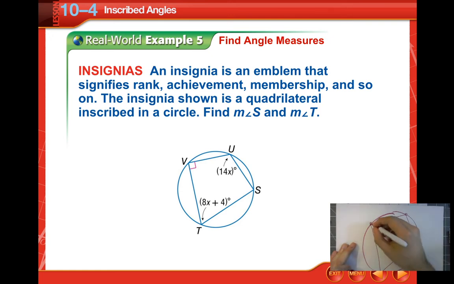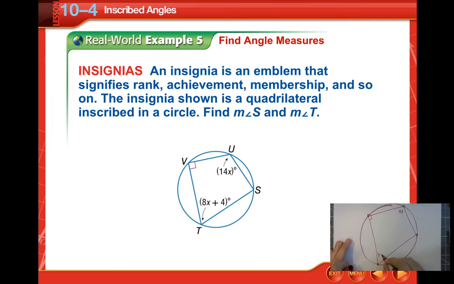Okay. We have a box over here. We have 14x here and 8x plus 4. What we're looking for are 2 things. We're looking for S and T. Actually, let's just find them all. Let's just find V, U as well.